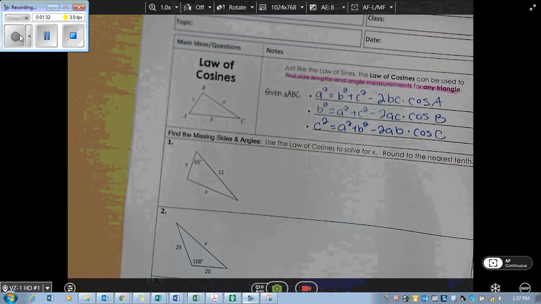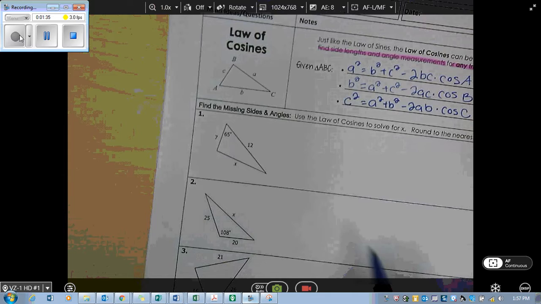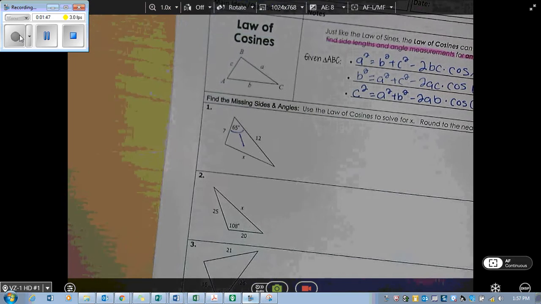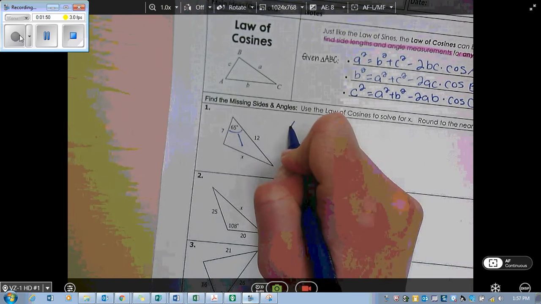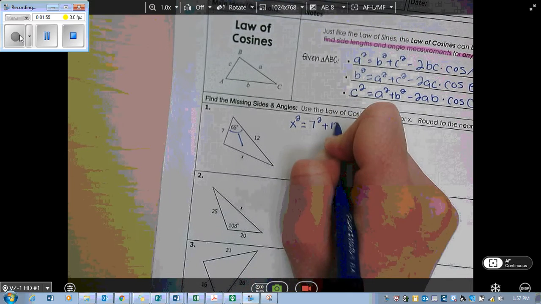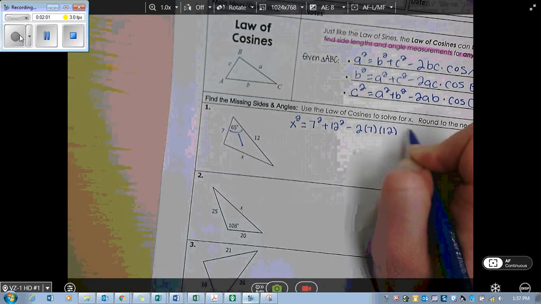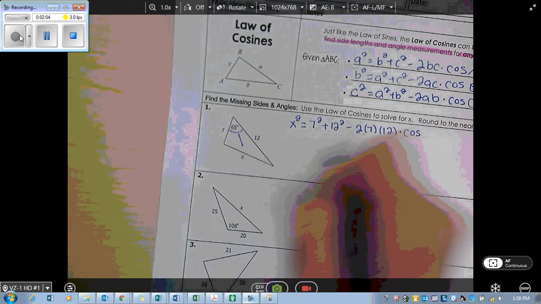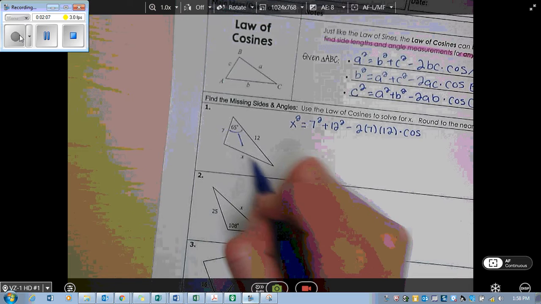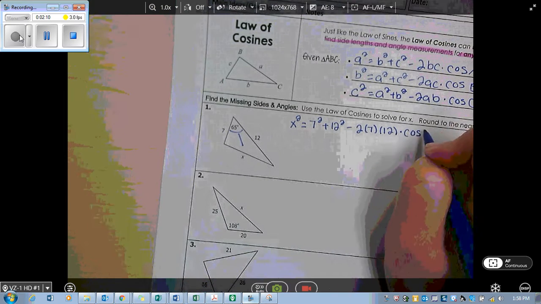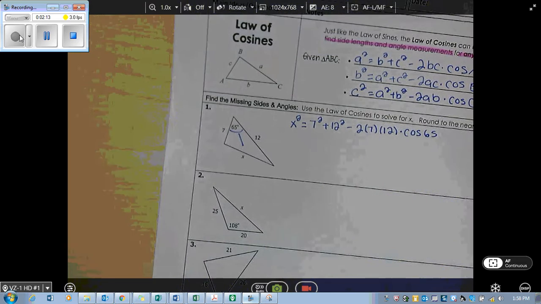Alright, so we're going to look at what that actually means here. So here I notice that I have an unknown side X, but it's across from this 65 degrees. So I know that this is the corresponding side angle measure here. So I'm going to say I'm trying to find X. So I have X squared is equal to my two other sides, 7 squared plus 12 squared minus 2 times these non-isolated sides, so 7 times 12 times cosine of the corresponding angle to my X, and so that's going to be reference angle 65 degrees, so cosine of 65. And then I'm going to solve from here.